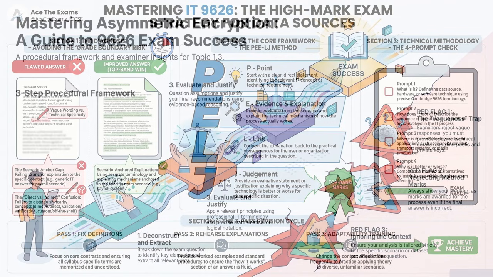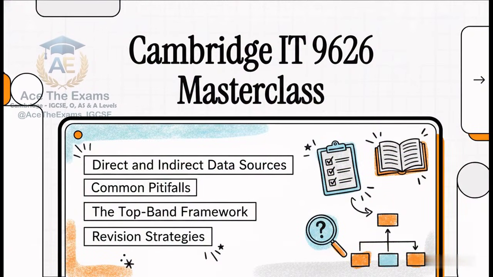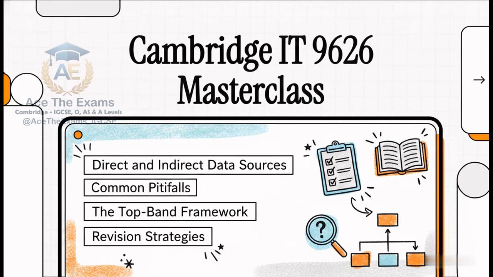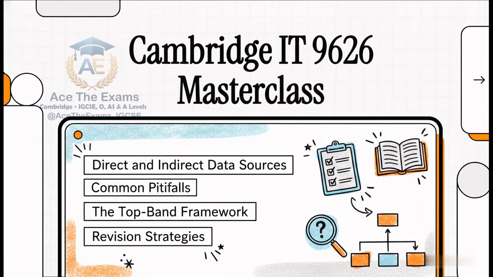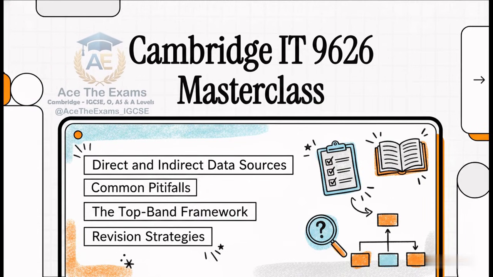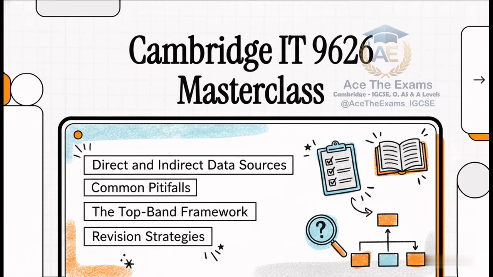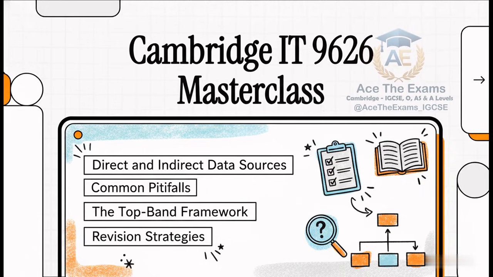Picture this. You're sitting in your Cambridge IT 96 exam. You spot a question on direct and indirect data sources and think, yes, easy win, right? Well, what if I told you that a tiny, almost invisible mistake in how you're structuring your answer is literally bleeding your marks dry? In this explainer, we're going to break down exactly why that happens, why your ordinary revision methods are totally failing you, and the precise step-by-step framework you absolutely need to guarantee those top band marks.